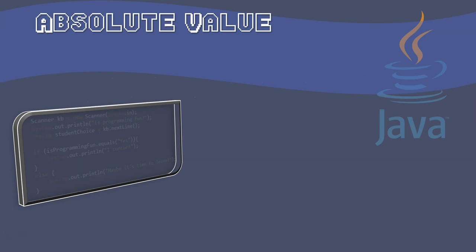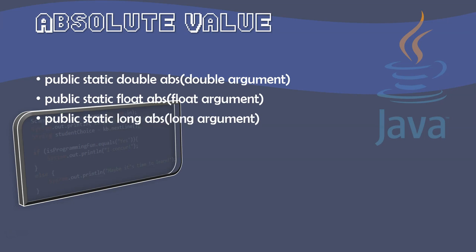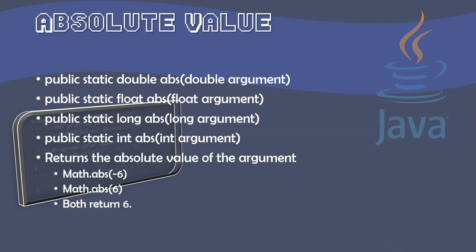We also can do absolute value. The way we set that up is public static double abs, and then we pass in our argument. So what does that look like? Well, we can also do this with a float, and the same thing with a long or an integer. However we end up passing this in, it's going to get us the absolute value, and that's just Math.abs. You pass in a number, and it's going to calculate it. So, for example, if I pass in -6 or +6, both of these are going to return 6 because that's, of course, the absolute value of both of those numbers.